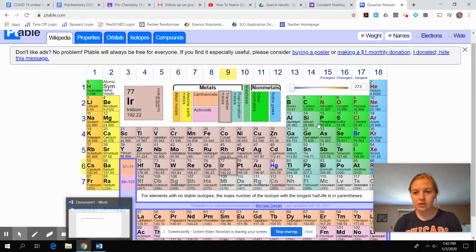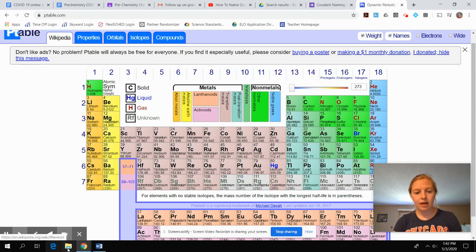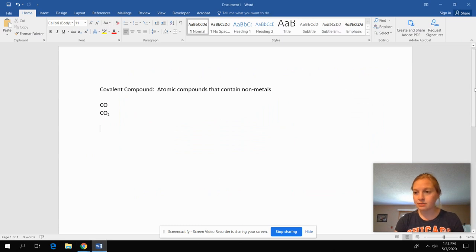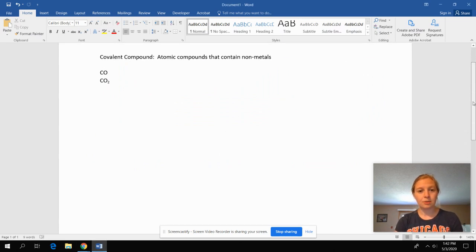Okay, so let's get to naming. How do you name a compound that has only nonmetals in it? Well, there are some different rules, and we're going to talk about those today. Okay, here's two examples of covalent compounds, CO and CO2. You might be familiar with what CO2 is, carbon dioxide. You might be familiar with what CO is, it's carbon monoxide. Notice how they're different. This one has di in it, and this one has mono in it.